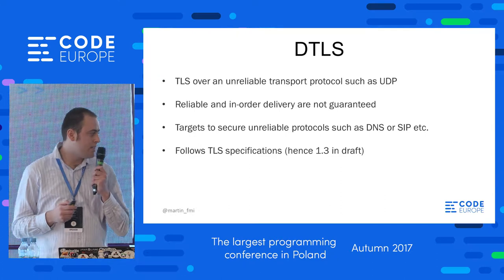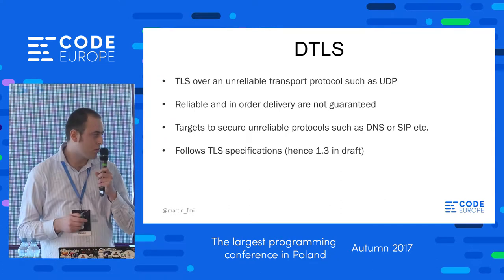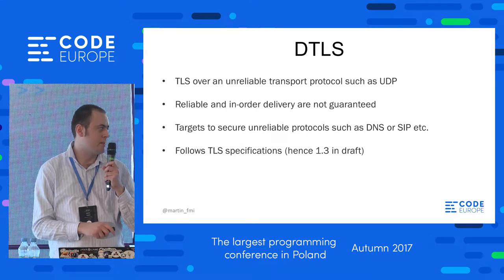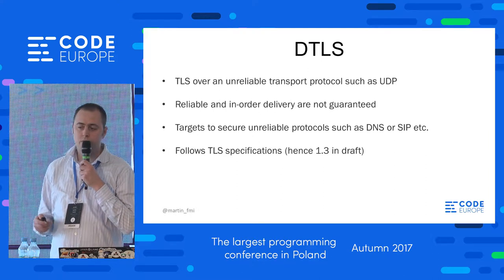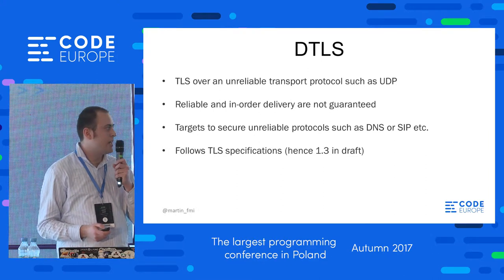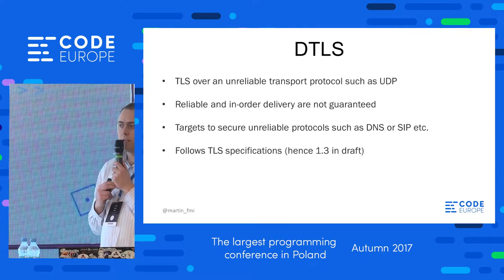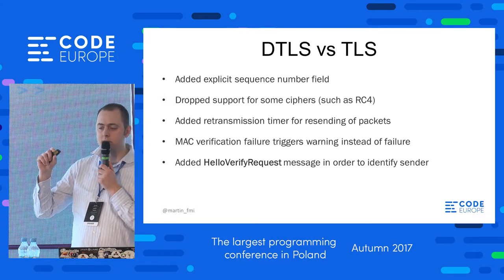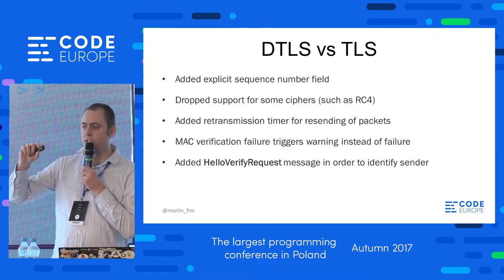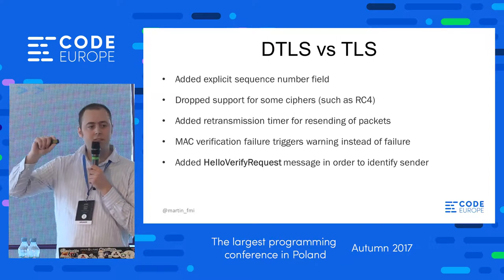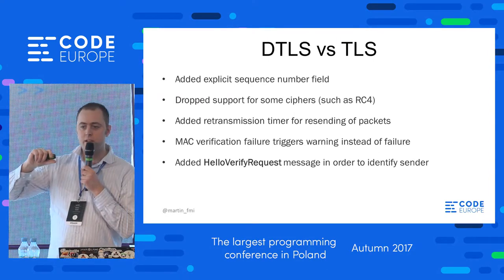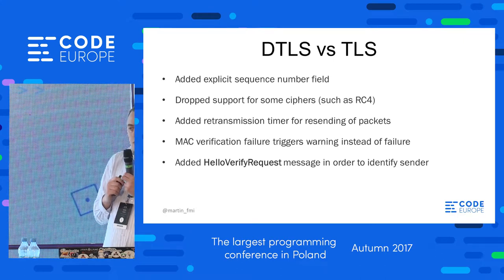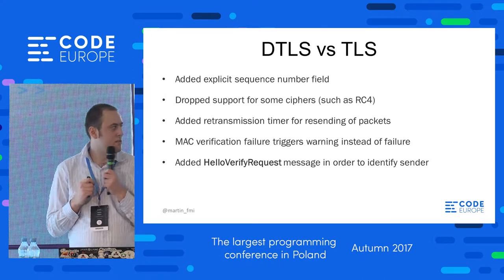As I mentioned, DTLS follows closely the TLS specification protocols, and currently version 1.3 is in draft. So future versions of Java will probably support that, but up until now we also have support for DTLS 1.2. And there are some specific things in regard to DTLS when we compare it to TLS. One thing is that there is an additional sequence number field in the DTLS protocol, which specifies the sequence number of the packet. And that field is used for you, the application developer, to reorder the packets in the proper order. Some support for some cryptographic ciphers is dropped, such as for RC4.